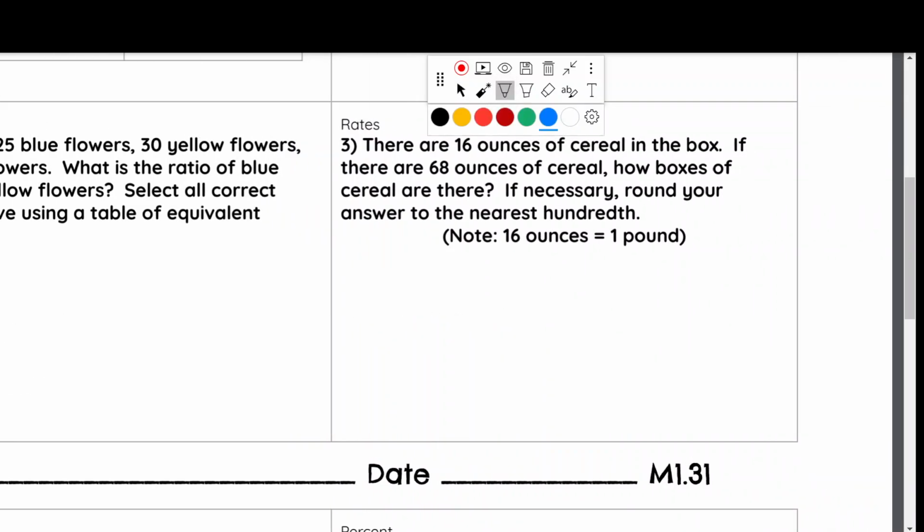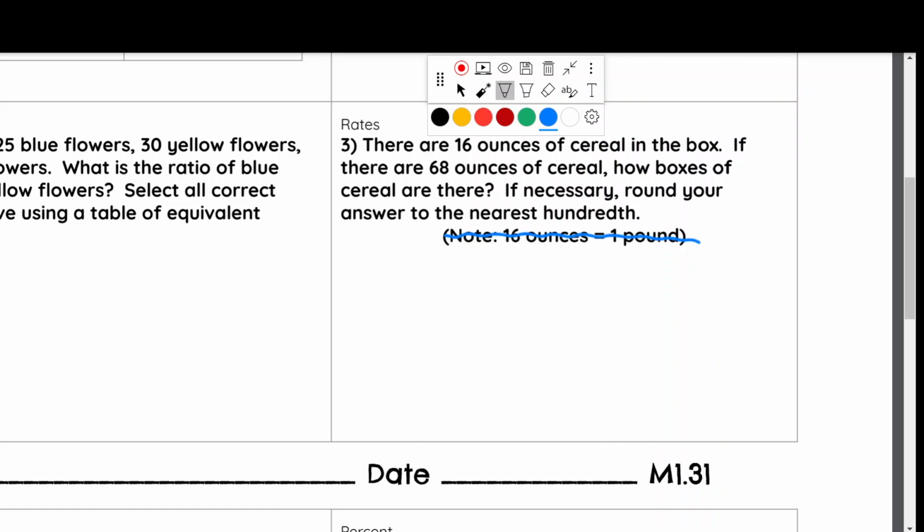There are 16 ounces of cereal in the box. If there are 68 ounces of cereal, typo, how many boxes of cereal are there? If necessary, round your answer to the nearest hundredth. I am looking and I notice that this is distracting information. I'm not turning pounds into ounces. I am turning ounces into boxes of cereal.